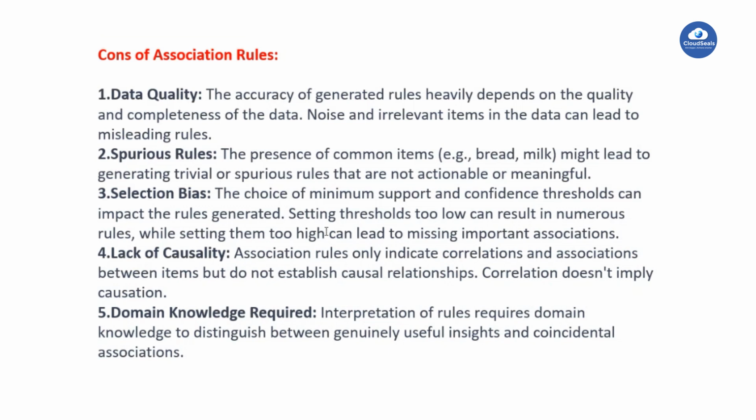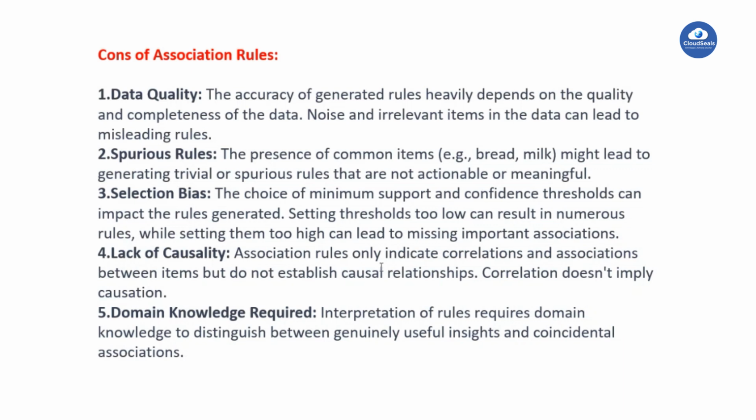There might be a chance to go for the other one, but this is the choice of minimum support and confidence thresholds, which can impact the rules generated. Setting the threshold too low can result in numerous rules. If we set confidence very low, it generates a lot of rules. Too high can lead to missing important associations. That's why, based on how much data we have, we need to adjust the confidence and support values. If we have very low confidence and low support, we will get a lot of association rules, some biased. If we set higher support and confidence, we are able to filter out association rules which are not important, which are spurious rules also.